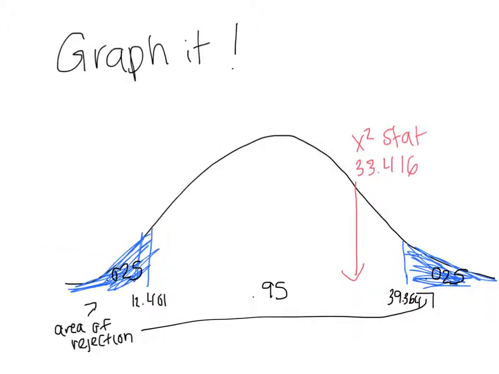So this is our graph. You can see that the area 0.05 has been split on both sides of the two-tailed test, so it's 0.025. Both of our critical values have been graphed, 12.401 on the left side and 39.364 on the right side. The blue shaded regions are the areas of rejection, and as you can see, the X stat falls between these two areas of rejection.